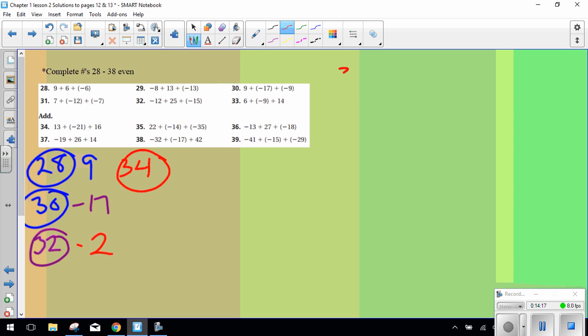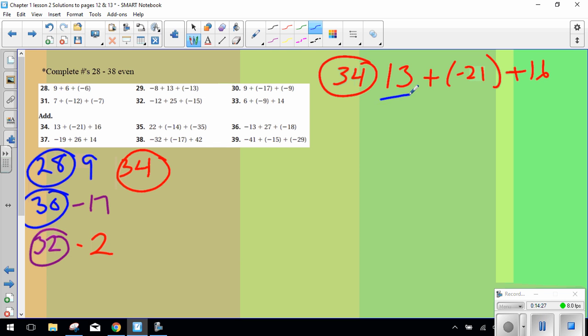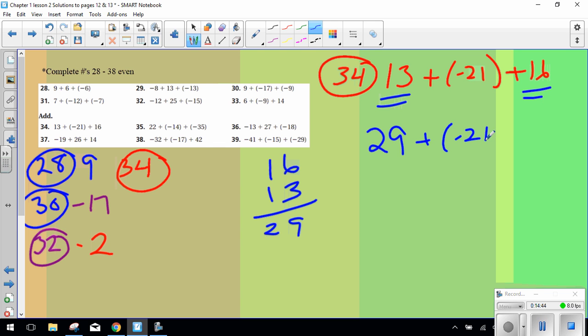Okay, so for 34, we have 13 plus negative 21 plus 16. So if you notice for this question, I have a positive here and a positive here. So I'm going to mash those two together. I'm going to add them up and keep them positive. So 16 plus 13 is 29. So I'm going to take 29 and add to it negative 21.